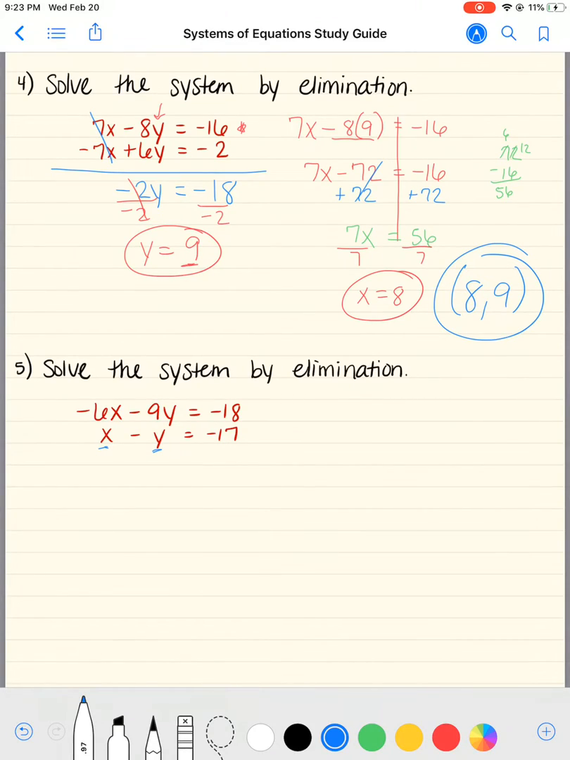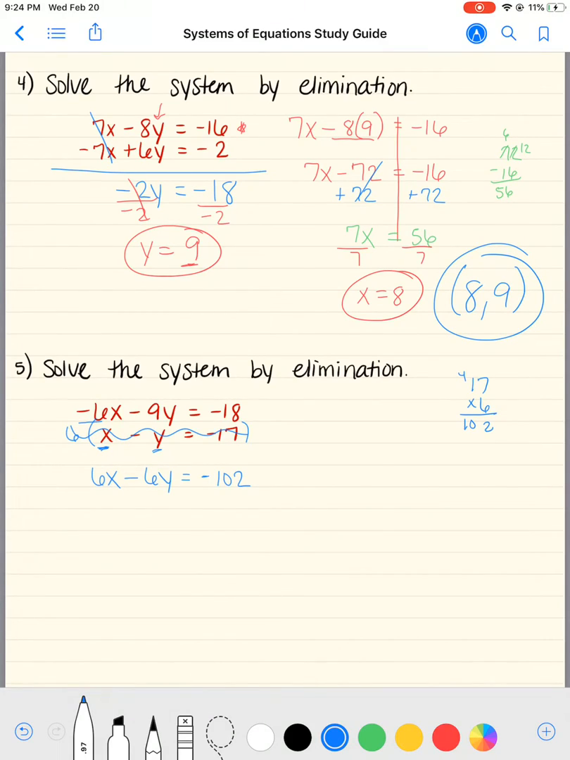So if I can make this x right here a positive 6, then it's going to cancel with the negative 6 right above it. So to make that a positive 6, I'm going to have to multiply by 6. And don't forget, you have to multiply the entire equation by 6. Okay? So this is going to become 6x minus 6y equals negative, I just need to figure out what 17 times 6 is. You get 102.